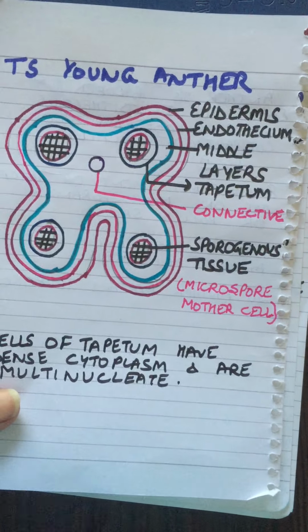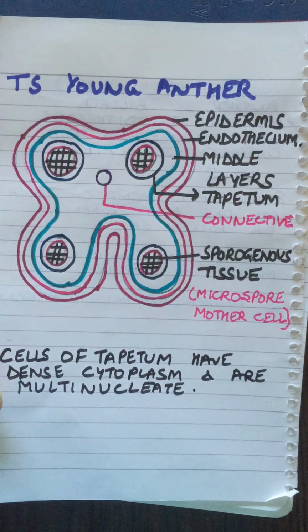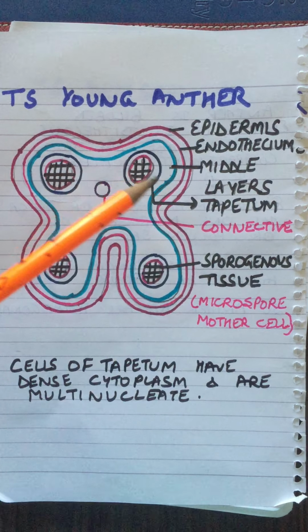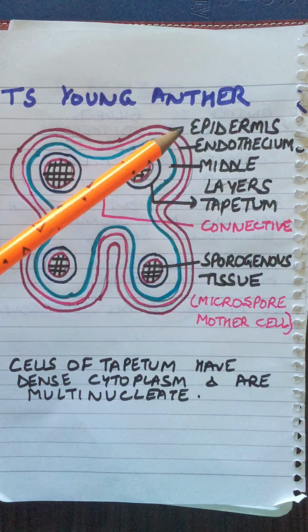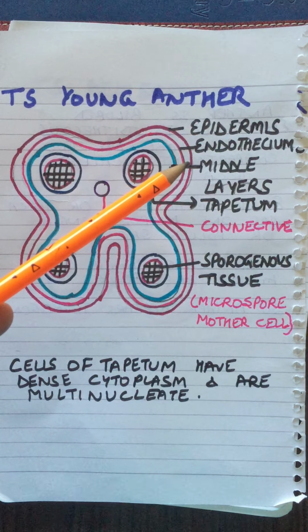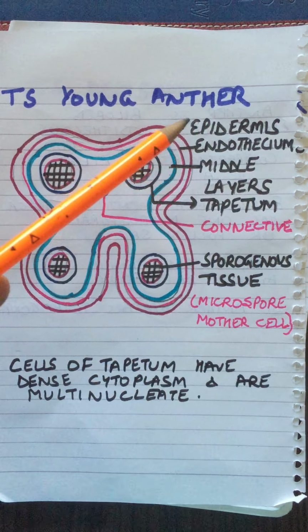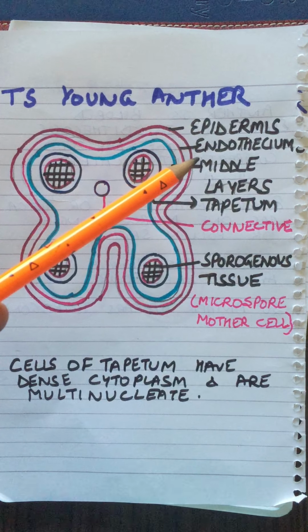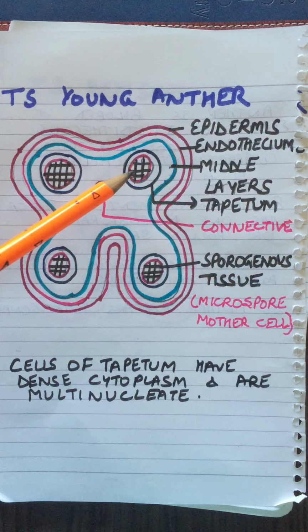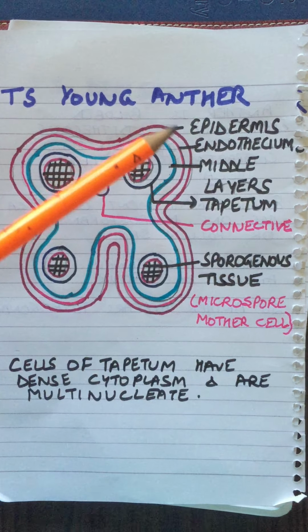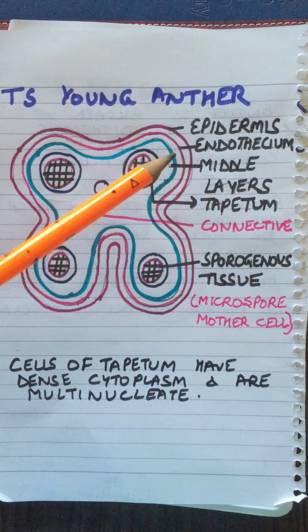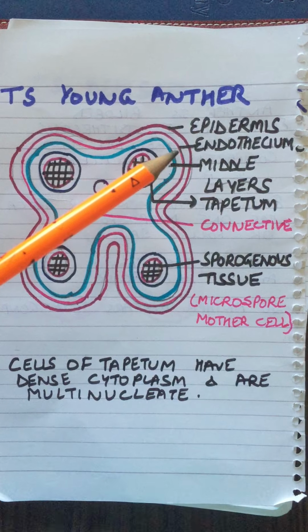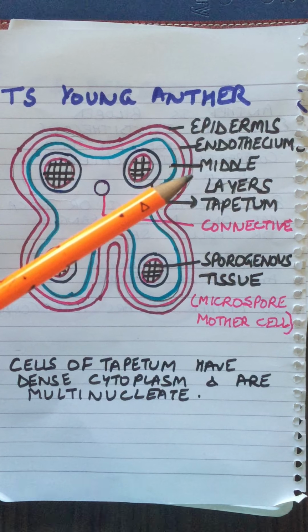Outer 3 wall layers: epidermis, endothecium and middle layers. First 3 wall layers are involved in dehiscence of anther. These are protective in function also. These 3 layers protect the pollen grains which will be formed inside, and also these 3 layers help in breakdown of the anther lobes to release pollen grains.